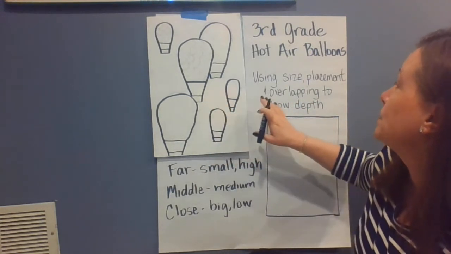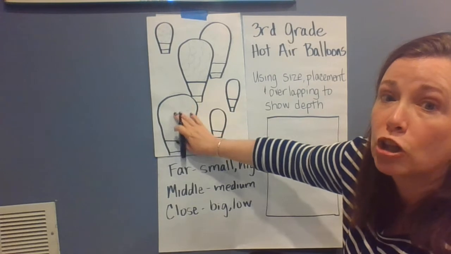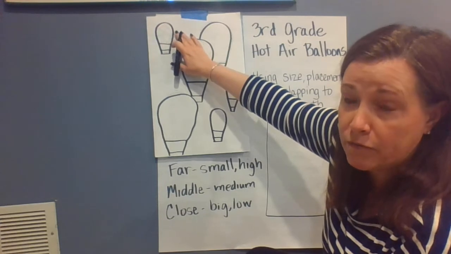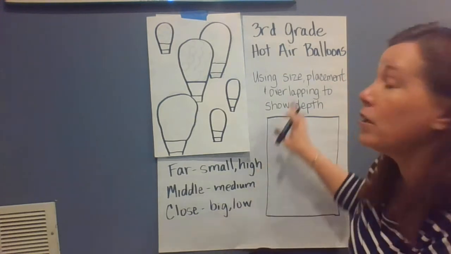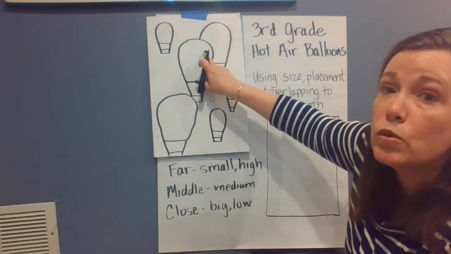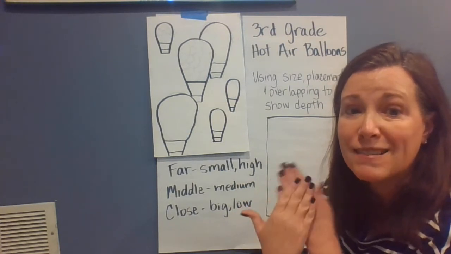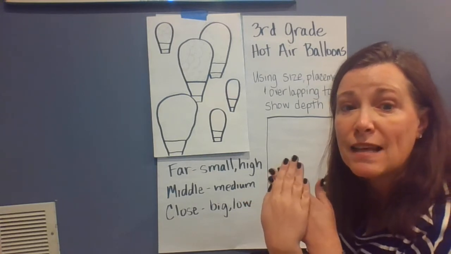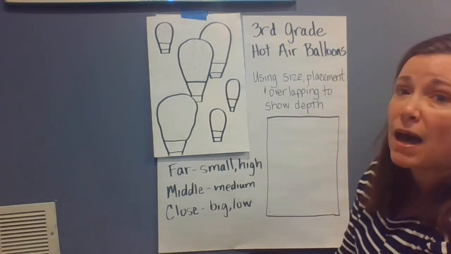We are going to use placement on the page to show some as well. We know that we have some that are lower on our page that are close to us, and then some that are further on the page, higher on the page, that we know are further away. This one is also smaller. We're going to use one other tool too. We're going to use overlapping. We know that artists use overlapping to show what is on top of the other thing. And whatever is the first thing that we see all of is obviously closer than the thing that is covered up. So we're going to get to draw some hot air balloons.